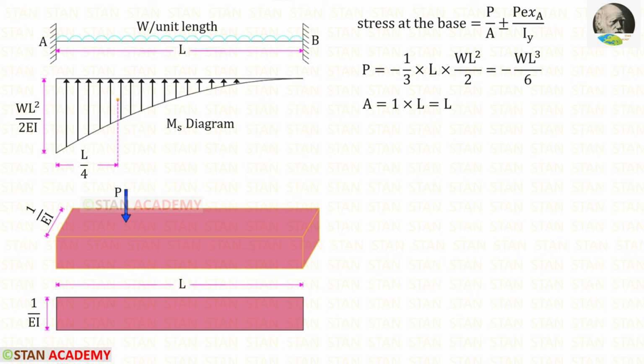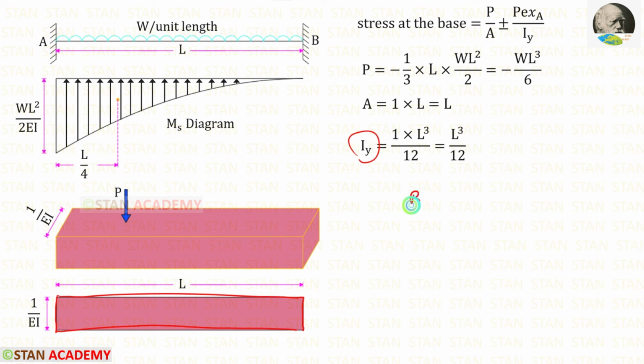Now let us find the area of the cross section of the analogous column. The area is 1 into L, so we will get L. Now let us find the moment of inertia Iy. We know that the cross section is a rectangle. We know the formula to find the moment of inertia in the rectangle, BD cube upon 12. Here B is 1 and D is L. Using the formula, we will get L cube upon 12.